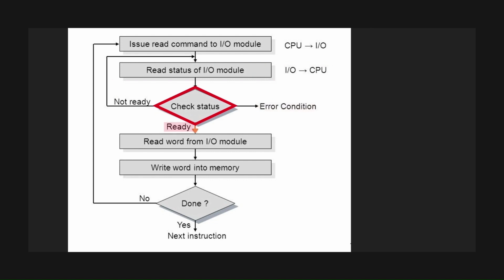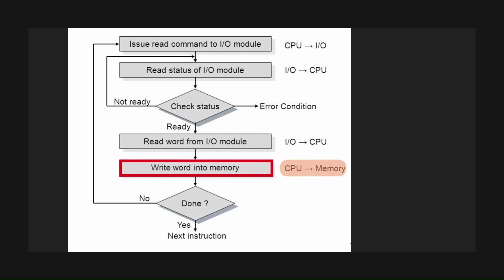Now, suppose the I/O module is ready to send the data, then the CPU reads the data from the I/O module. After reading, the CPU executes the instruction or it sends the data. That is, it writes the word into memory. If it is done, it goes to the next instruction. But if it is not done, it goes to the starting step. Here, the CPU has to wait until the I/O module is ready, and this is one of the drawbacks of programmed I/O. If the CPU is faster than the I/O module, then the method is wasteful.